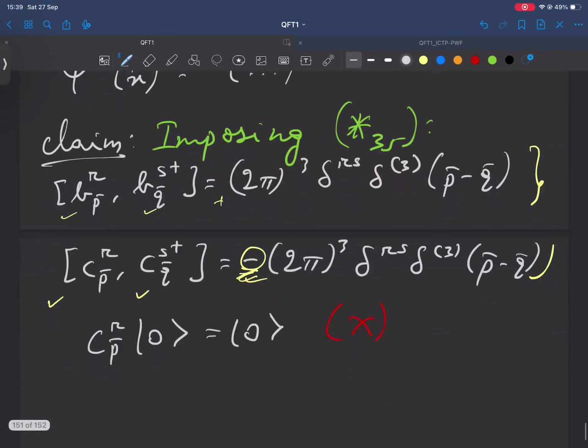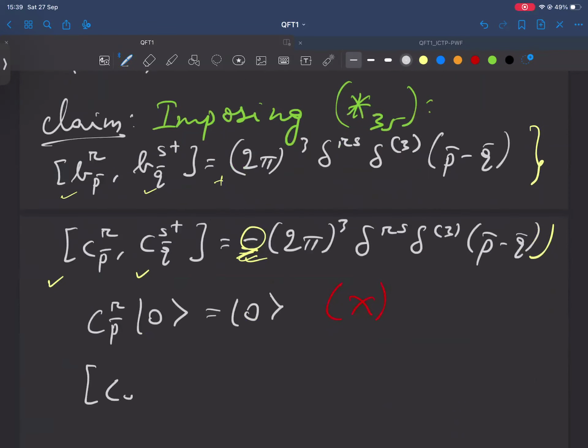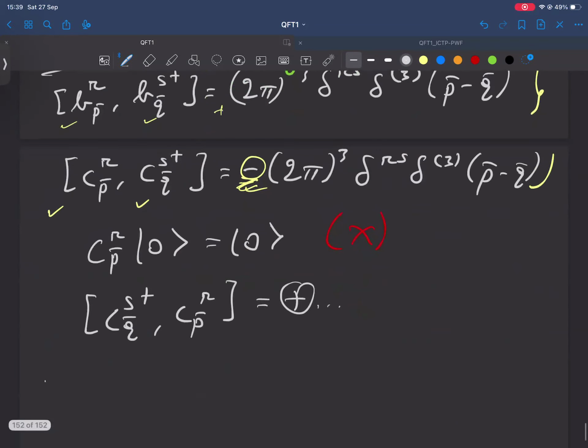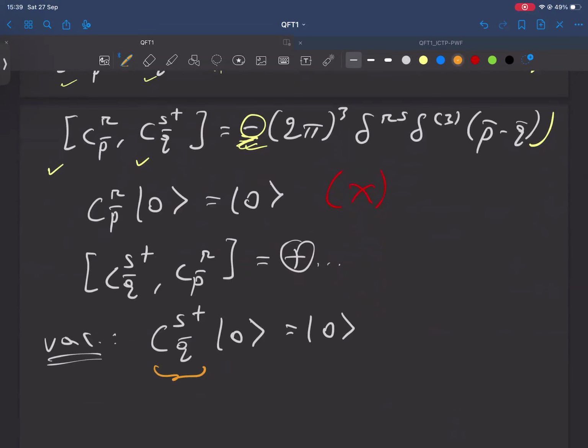But what we can do is flip the sign here. So that will give me CQ S dagger CPR. So now that will have a plus sign. So we will say, let's try to fix this by saying that the vacuum is something that will be annihilated by the C daggers. Or in other words, these are the annihilation operators, and these will be the creation.